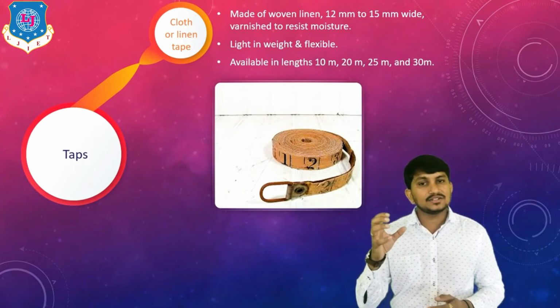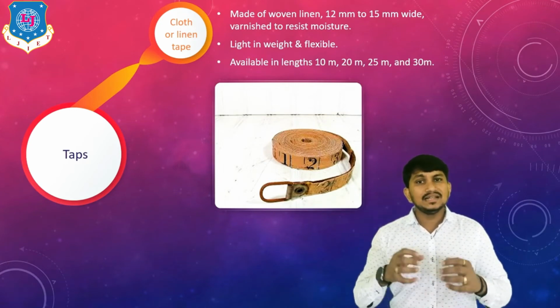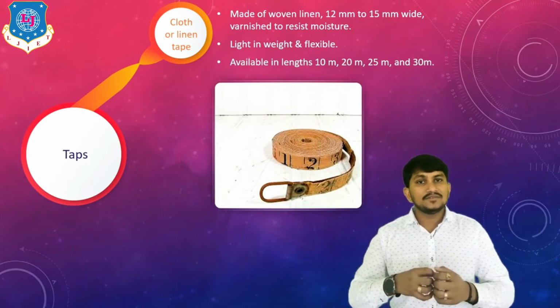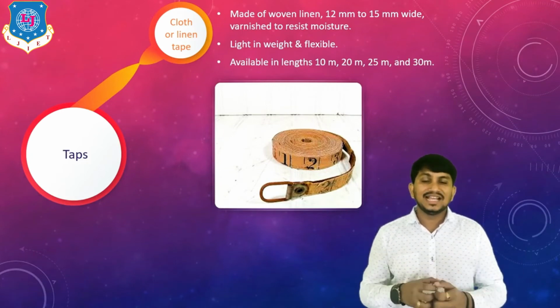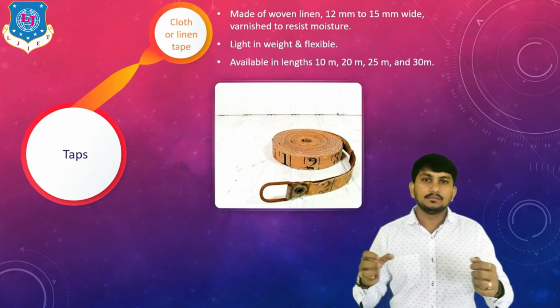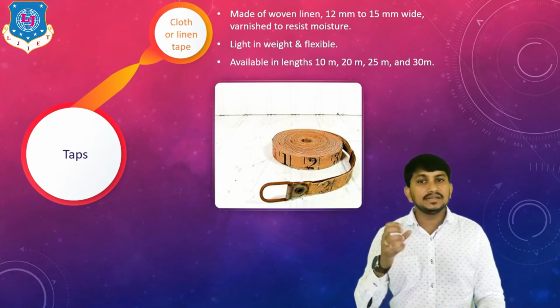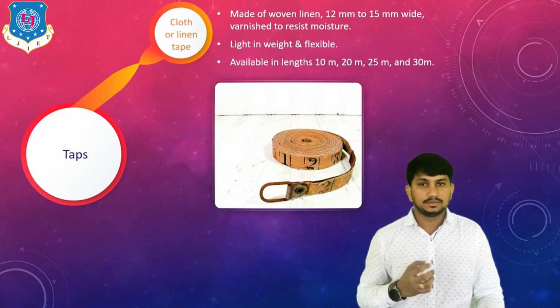The main disadvantage of cloth tape is the moisture effect. It is easily broken, or it is very flexible so that the length of the tape is altered by stretching. This is the main disadvantage of cloth or linen tape.